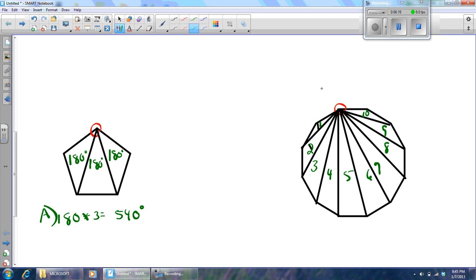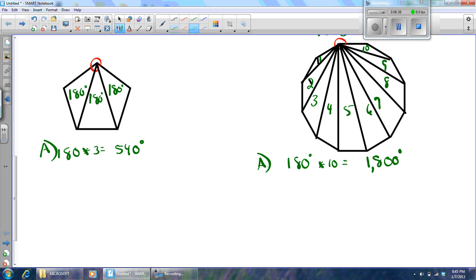So in this 12-gon, there are 10 triangles. Well, 180 degrees times 10 would get me 1,800 total degrees. Now, it doesn't matter what size the 12-gon is. It doesn't matter what size the pentagon is. All pentagons have 540 degrees.